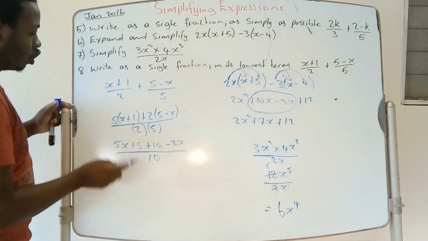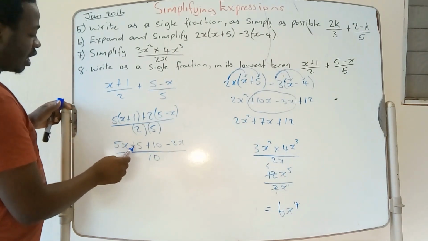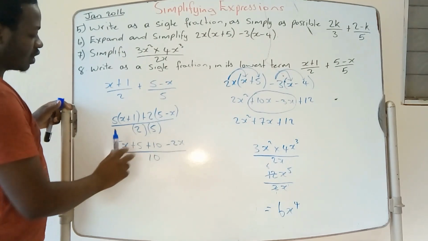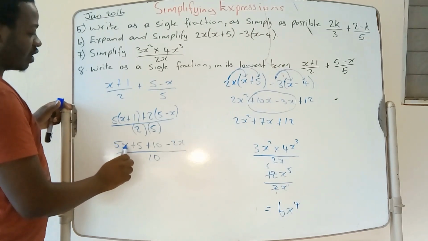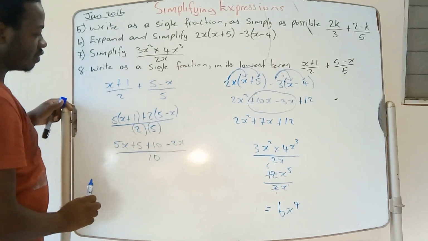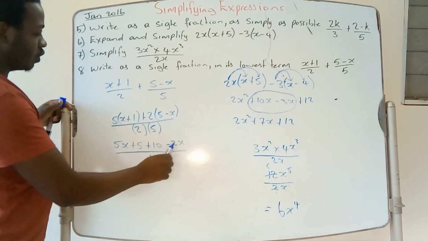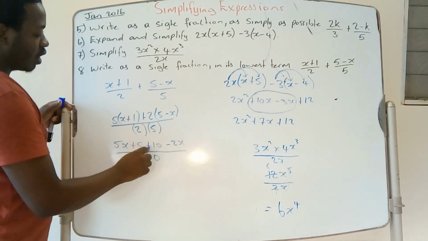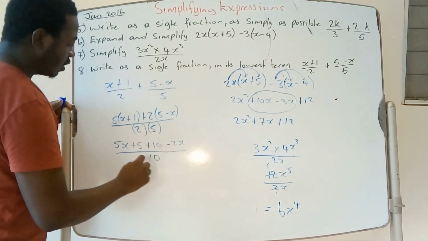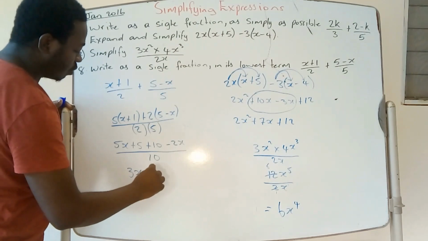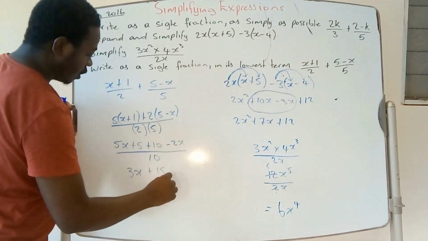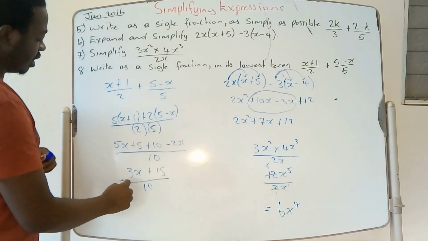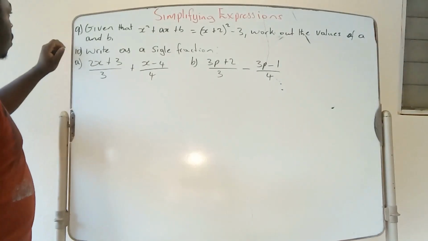Right? Now here we have like terms. We have positive 5 and a positive 10. Those can combine to give one term. And we have 5x minus 2x. Those can also combine to give us one term. So 5x minus 2x leaves us with 3x, plus 5 plus 10, that gives us plus 15. All of that over 10. And that's it in its simplest form.